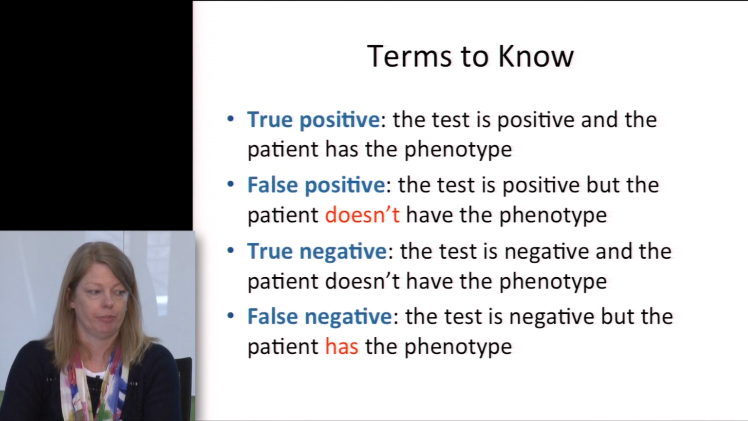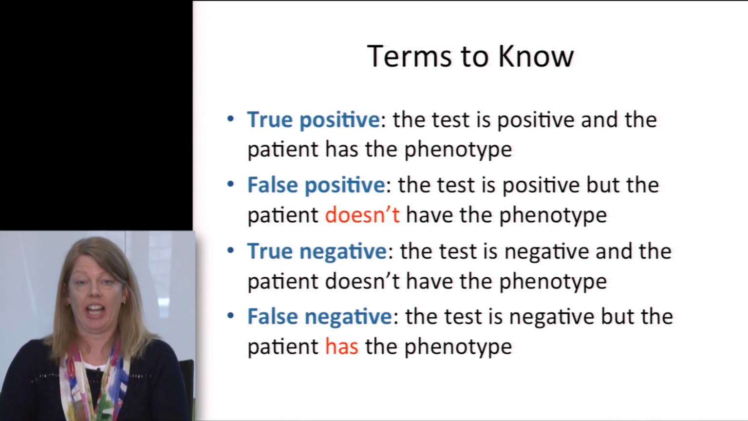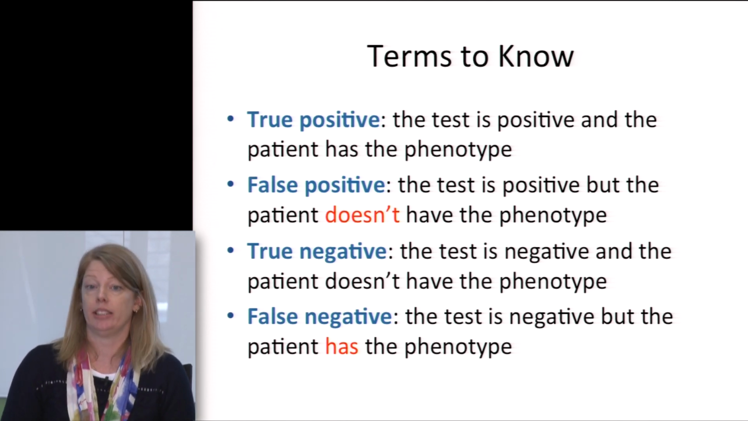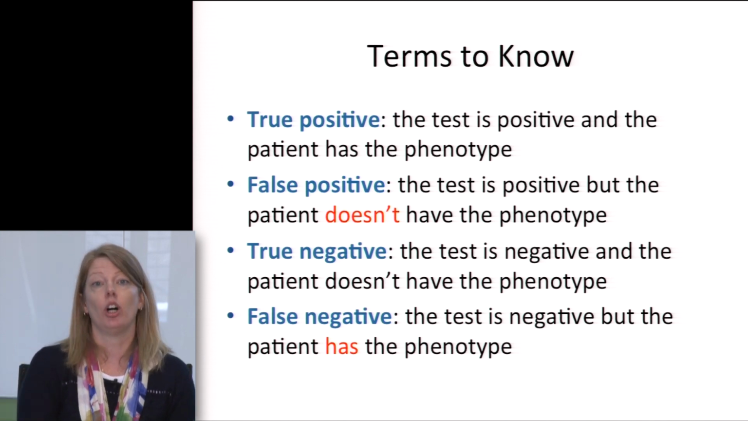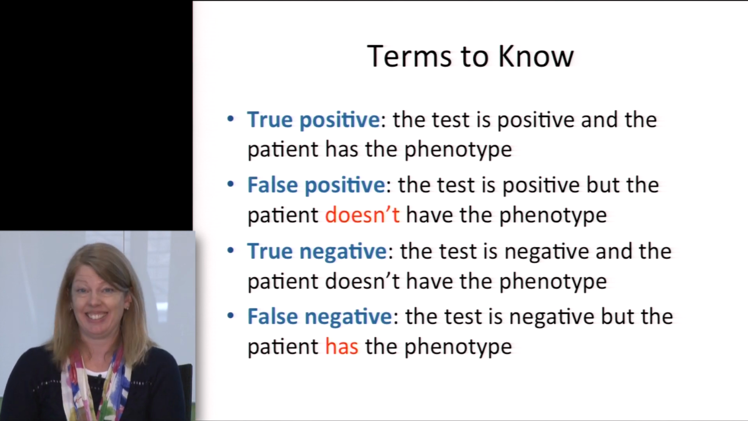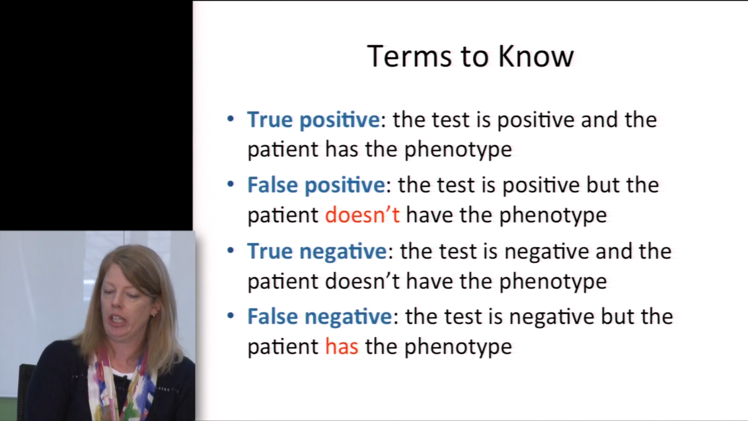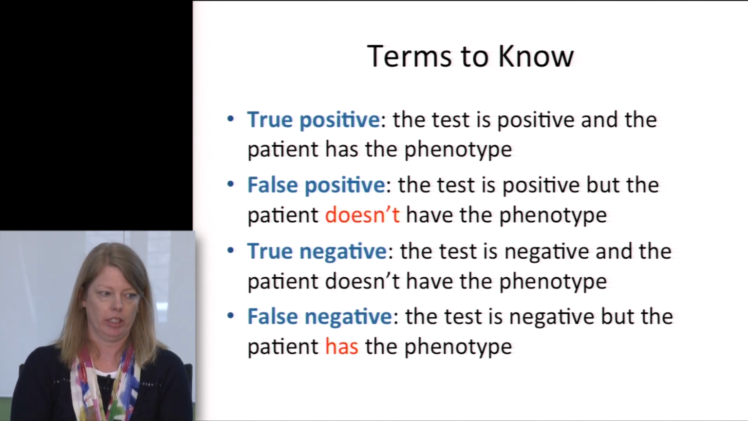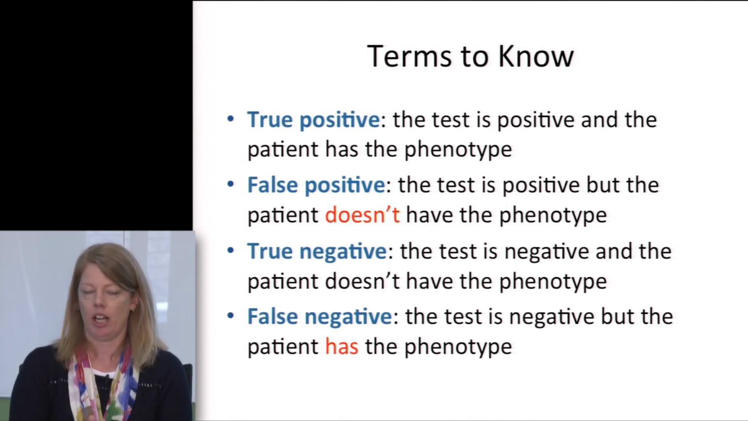True positive. What's a true positive? It is the test result is positive and the patient actually does have that phenotype. That's a true positive. The test says yes, and the patient does have it, so we're all good. A false positive is where the test result is positive, but the patient does not actually have that phenotype. That's a false positive. True negative is the test says no, the test is negative, and it is true that the patient does not have that genotype.